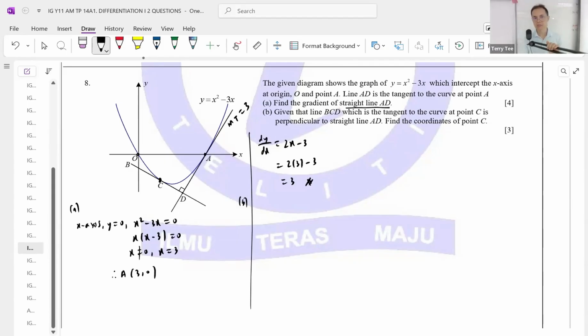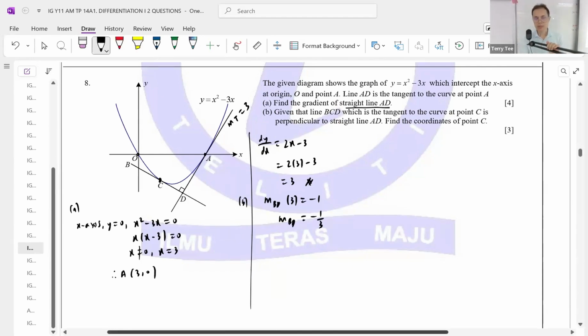You can call it BD. So the gradient of BD times the gradient of AD, which is 3, the result is -1. Your BD is -1/3. So once you have this, we can let dy/dx be -1/3, because remember, dy/dx is the gradient of the tangent. The tangent at A and the tangent at C are different, right? Tangent at A is 3. Tangent at C, sorry, is -1/3.